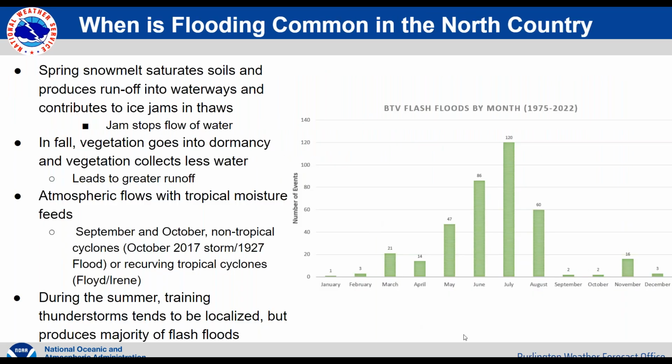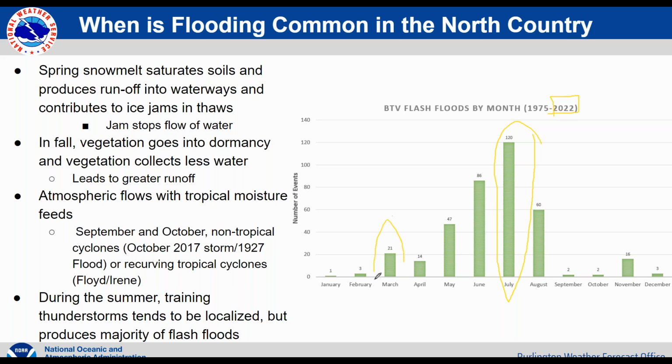Flooding is most common in the North Country through the months of May and August, just kind of like our severe weather season. Thunderstorms are going to tend to be localized, but in the instance of training, they'll produce the majority of our flash floods. And this graphic you can see here only goes to 2022, so it does not include all of the flash flooding that happened in July in Vermont. So this is going to grow a lot higher once that is incorporated into this.